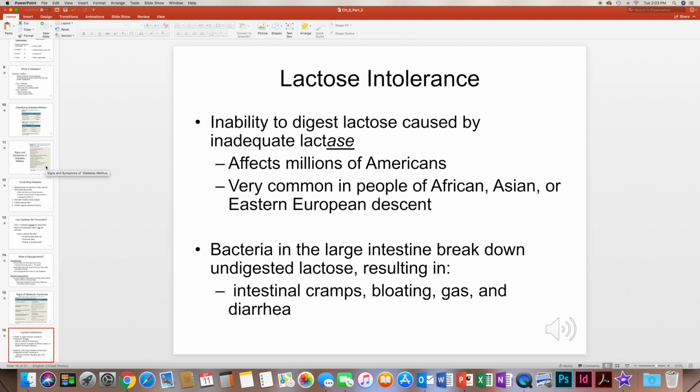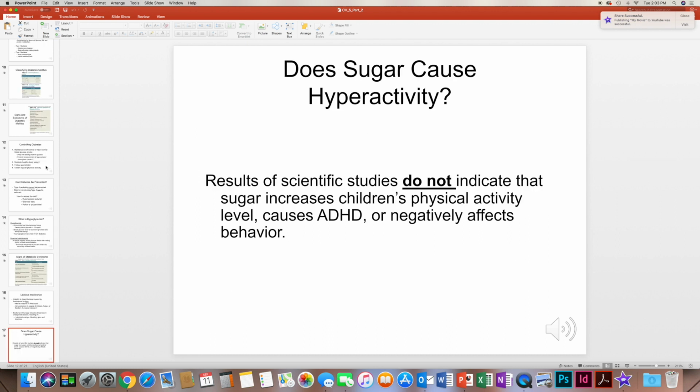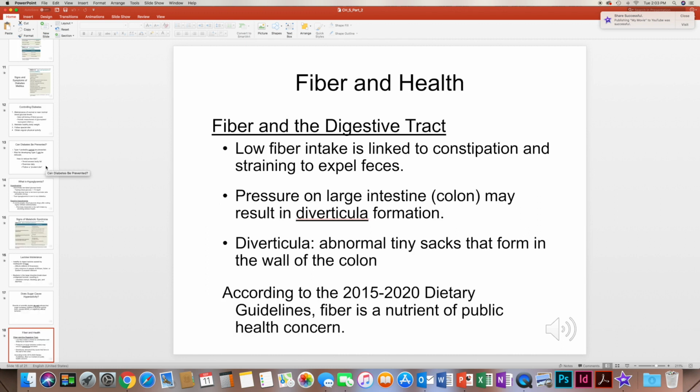Lactose intolerance occurs because there's not enough lactase, the enzyme that breaks it down, so some people end up having intestinal cramps, bloating, or gas and diarrhea when they have lactose. Fortunately, there are dairy alternatives to accommodate those who are lactose intolerant. Sometimes people worry that sugar causes hyperactivity, but studies have shown that there really is no correlation at this point.